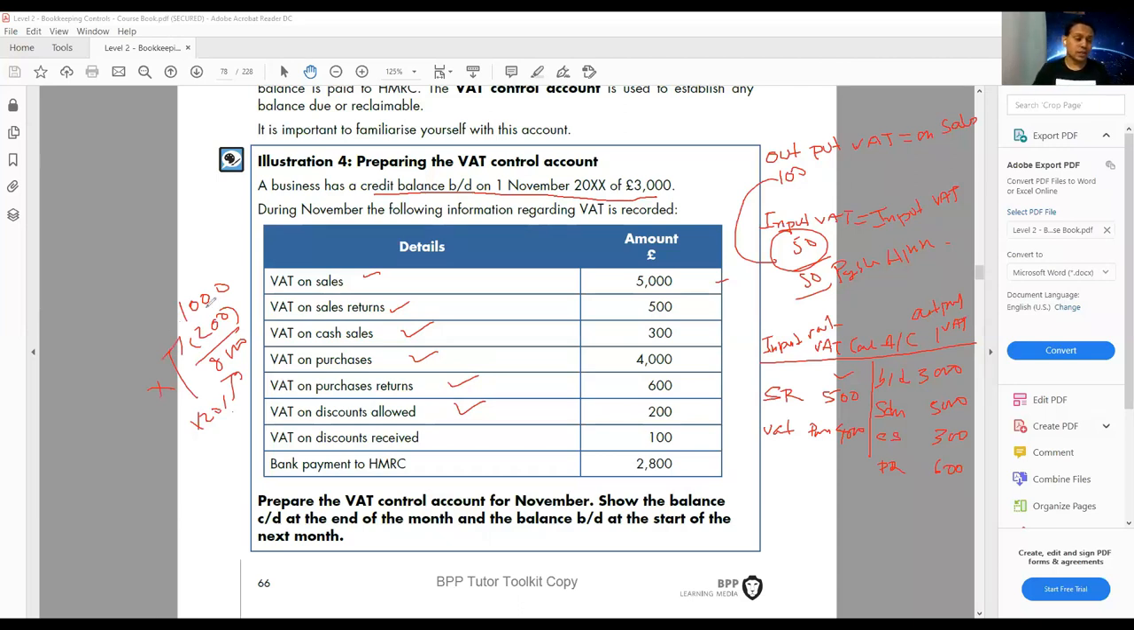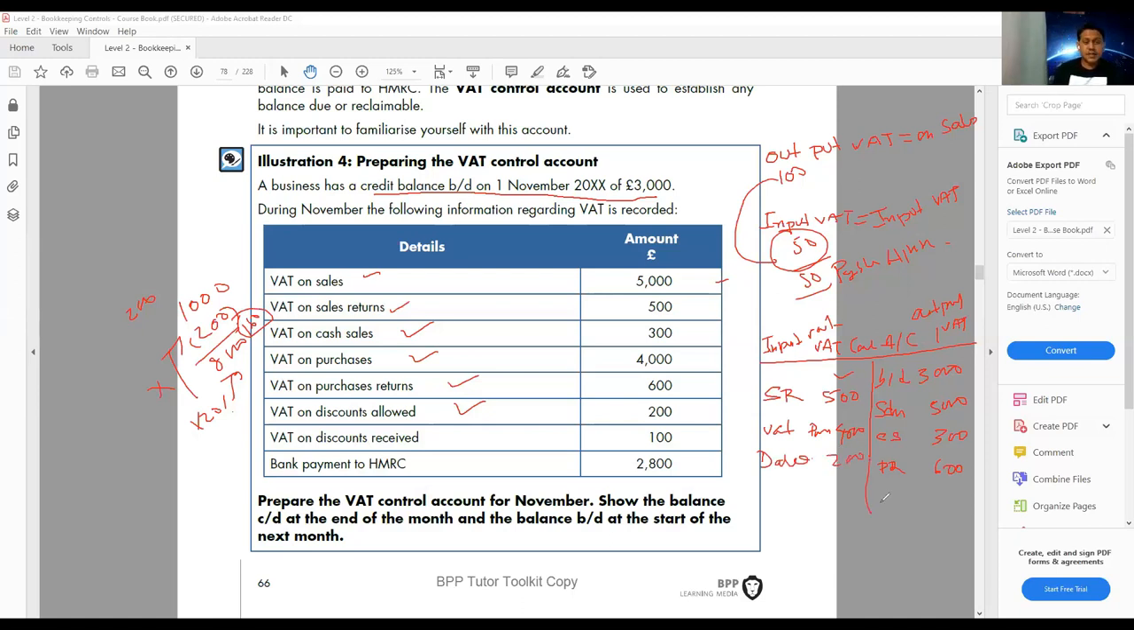So the VAT is supposed to be on 1,200, but now the VAT comes down to 160. So my liability is decreasing because of the discount. Because I give the discount first, then I charge the VAT on net. We never charge VAT on the list price or on the total amount. We charge VAT on the net price. So that's why it will decrease our liability. So discount allowed, that is 200.